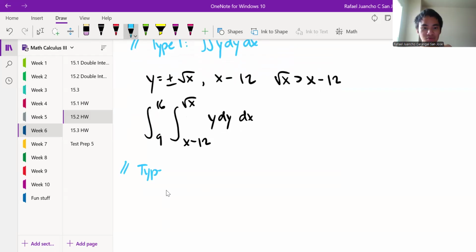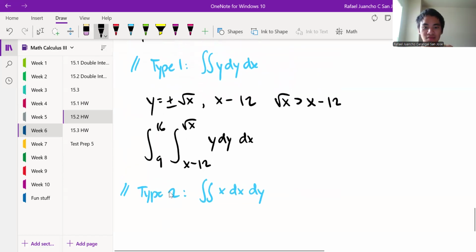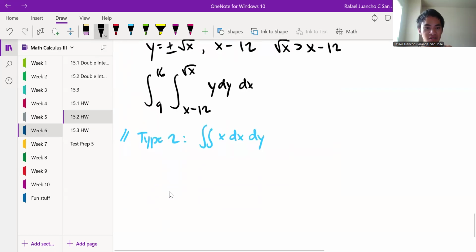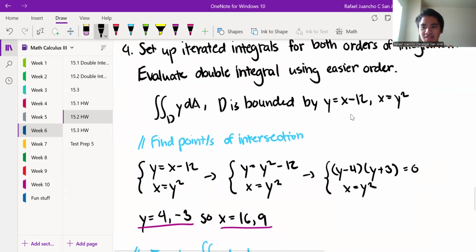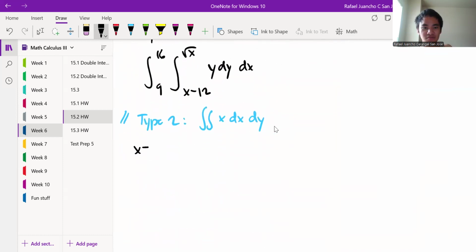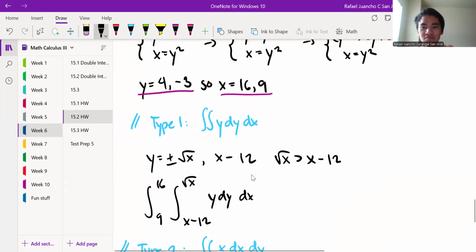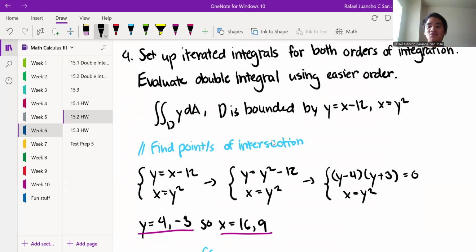Now I look at type 2. Type 2 is a double integral x dx dy, right? So this one, now I need something in terms of x. So how do I get that? Well, if I look at my bounded regions here, x is y squared. That's one thing we're given. Another thing is that x could be y plus 12. How do I know from here? X minus 12 is y, so y plus 12 is x.